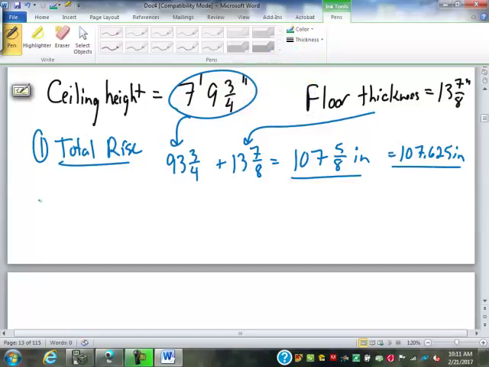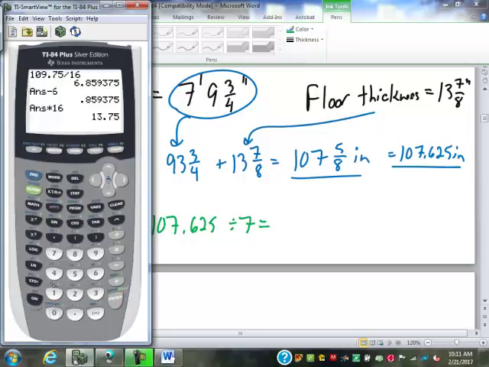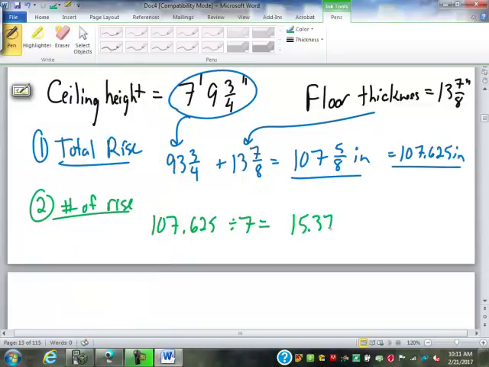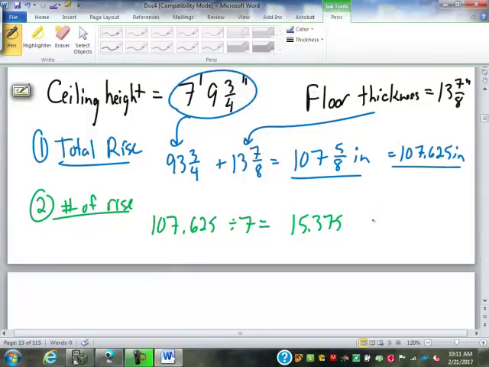So then, when you found the number of rises, you had 107, I'll put 0.625, divided by 7. What'd you get? 15.375. So we can either go with 15 or 16. We wanted to go slightly larger, so we're going to go with 15 rises. So there are 15 rises we're going to use.